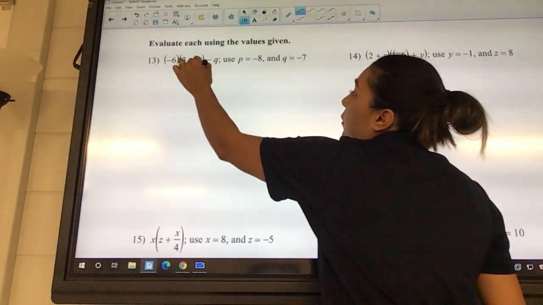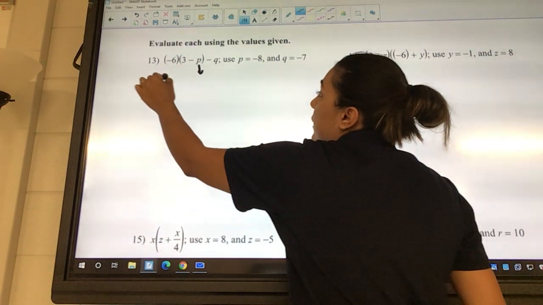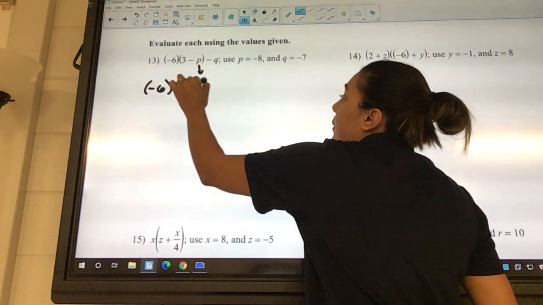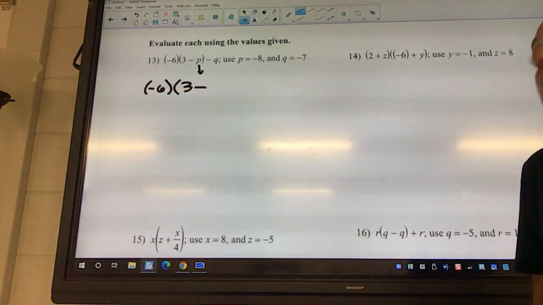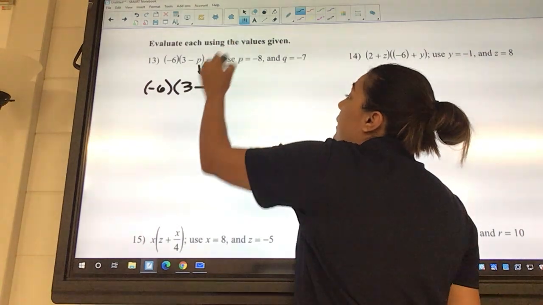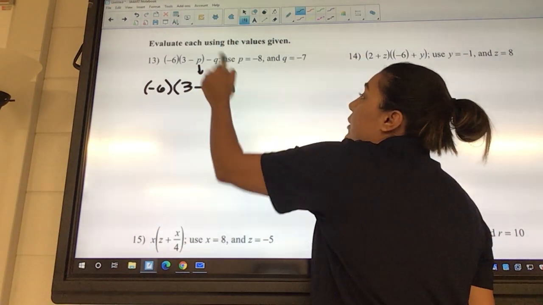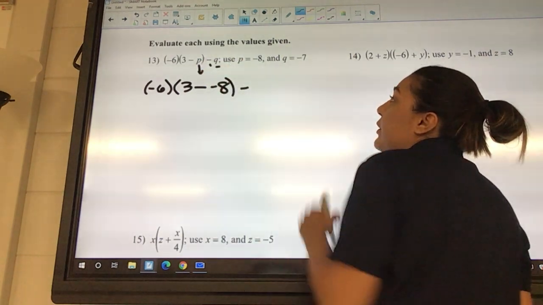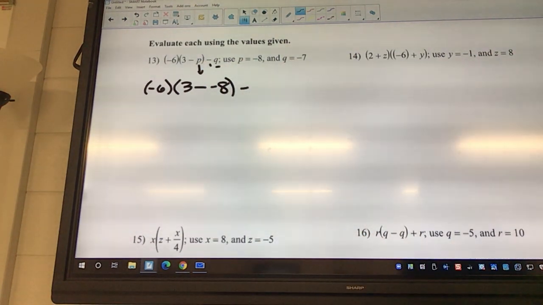Negative 8. Okay, well right here's a P, so we can put a negative 8 there. So you're going to have negative 6, 3 minus, and we have a P. Okay, and we know that our P is negative 8. Close it, and I'm just following along here. And I have a minus, and then I have a Q. What is our Q value?